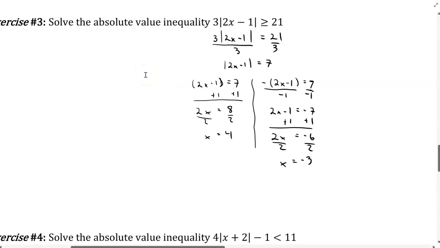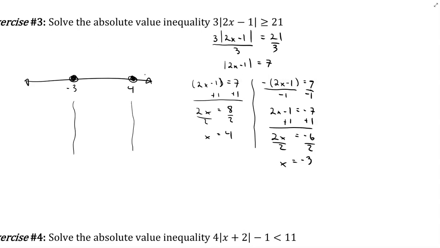Okay. Now that we have our 2 points, we'll go ahead and create our number line. So we have a point at -3, and we have a point at 4. And for this problem, because the inequality in the original problem had the equals part, we do want to fill in these circles. And now that we have our 3 sections, we'll go ahead and test a number in each section.